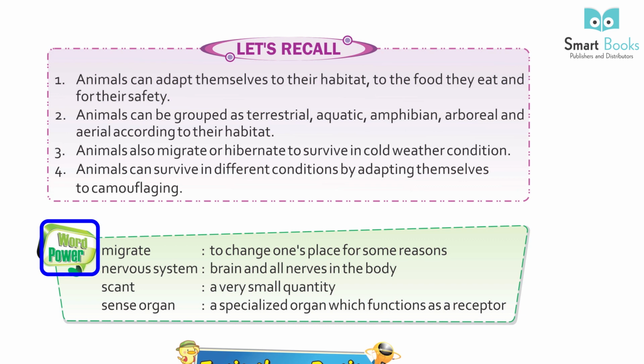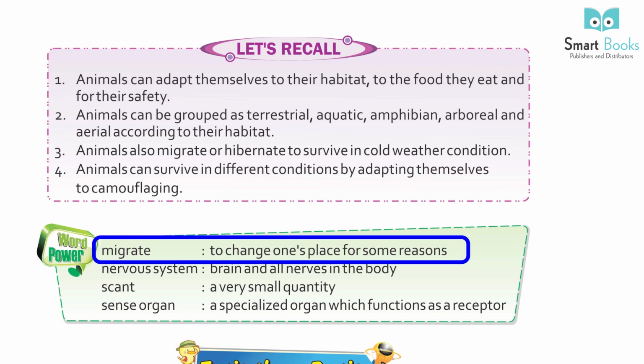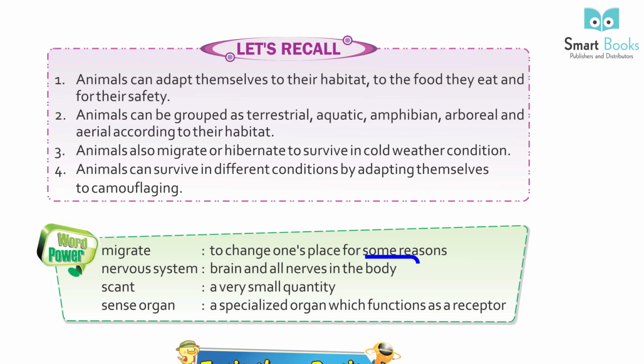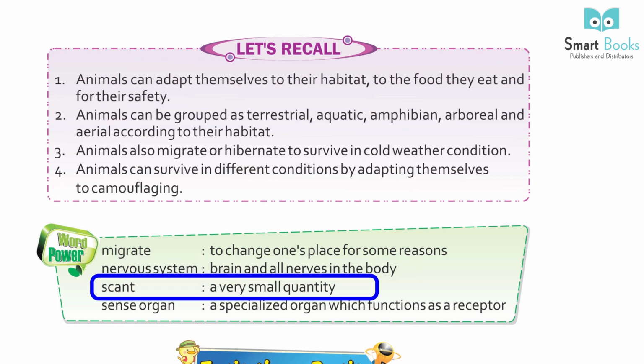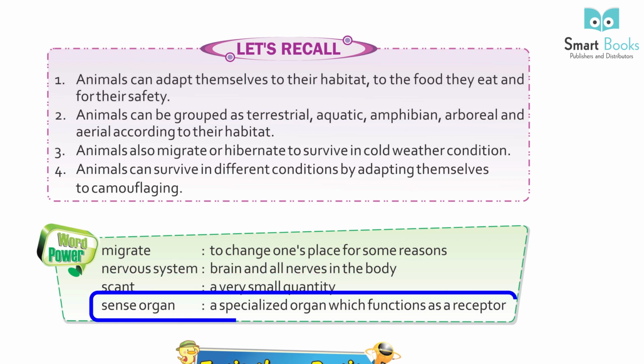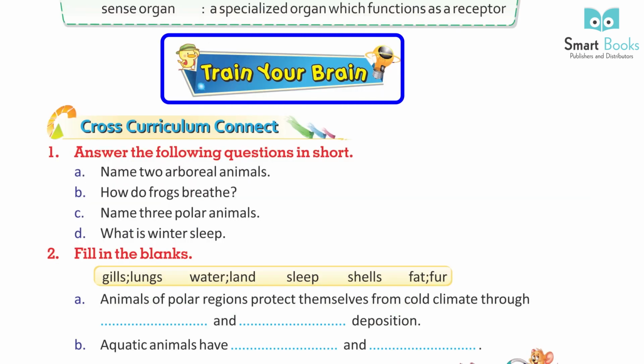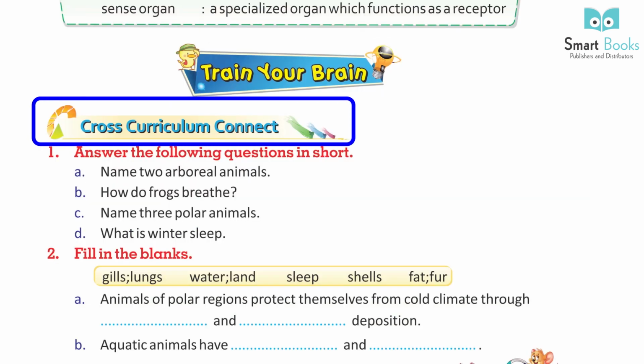Word power. Migrate: to change one's place for some reason. Nervous system: brain and all nerves in the body. Scant: a very small quantity. Sense organ: a specialized organ which functions as a receptor. Train your brain. Cross-curriculum connect.